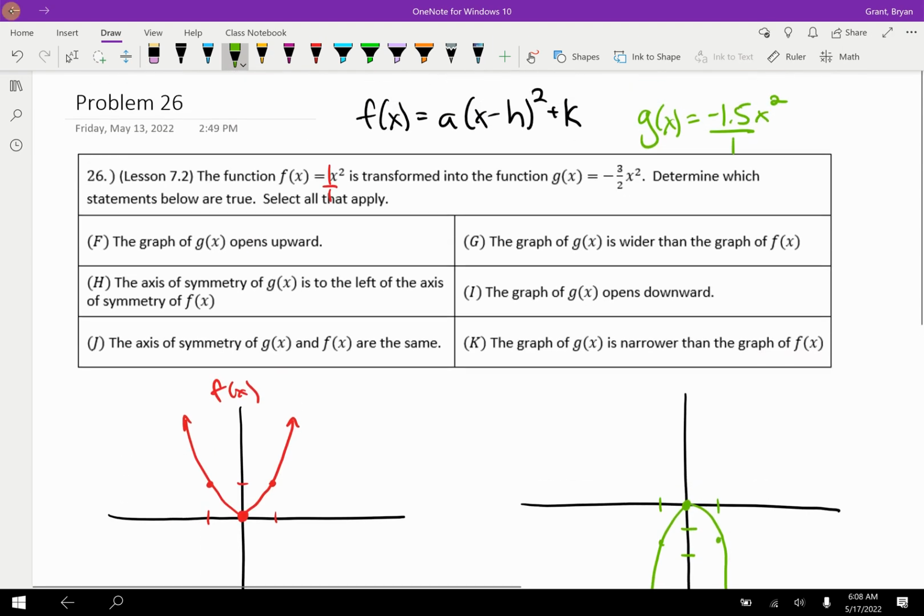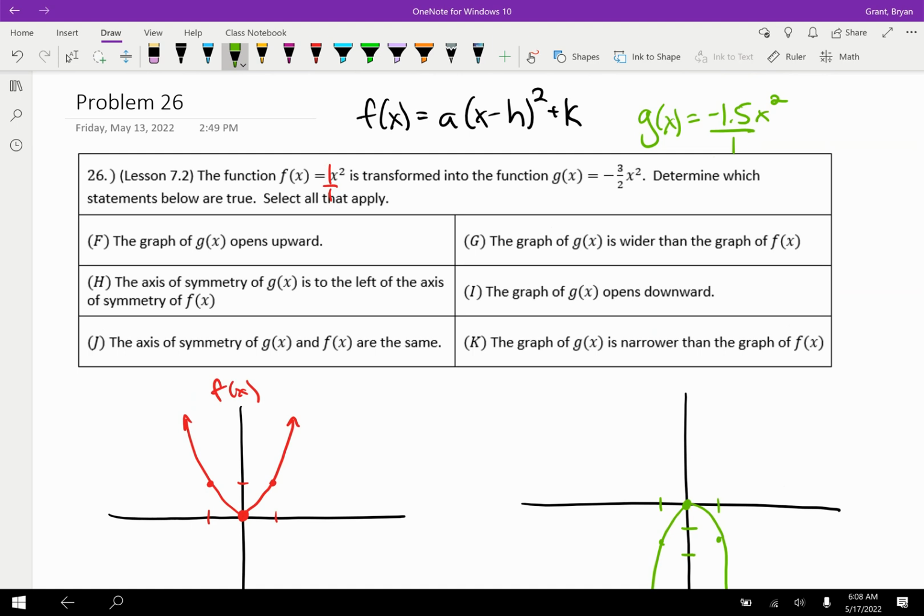We know it's negative, so the parabola is going down, and now we just have to decide what happens. And this is the graph of g of x. Does the graph of g of x open up? Well, no, it opens down, and that's because of the negative a value.